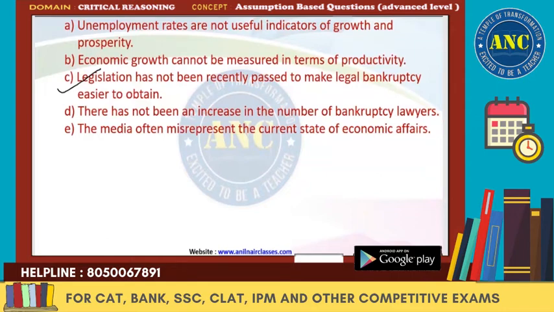Option D. There has not been an increase in the number of bankruptcy lawyers. Now, this does not have to be true again. Why? Because an increase in the number of bankruptcy lawyers would not explain the increase in the number of bankruptcy filings. Option E. The media often misrepresent the current state of economic affairs. This does not have to be true again for the claim that the media are wrong about the economy to hold. Even if the media did not often misrepresent the current state of economic affairs, the argument that the media is wrong might still hold.